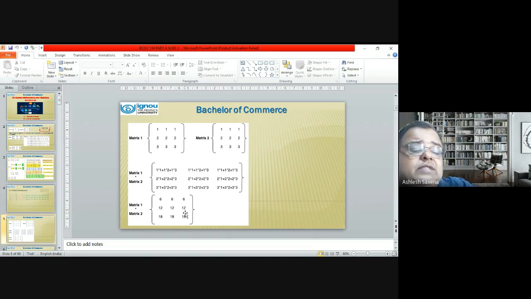A 3 by 3 matrix means the number of rows is 3 and the number of columns is 3. These are the rows. That means the elements written in the horizontal form are the rows, and the elements which are written in the vertical form are the columns.